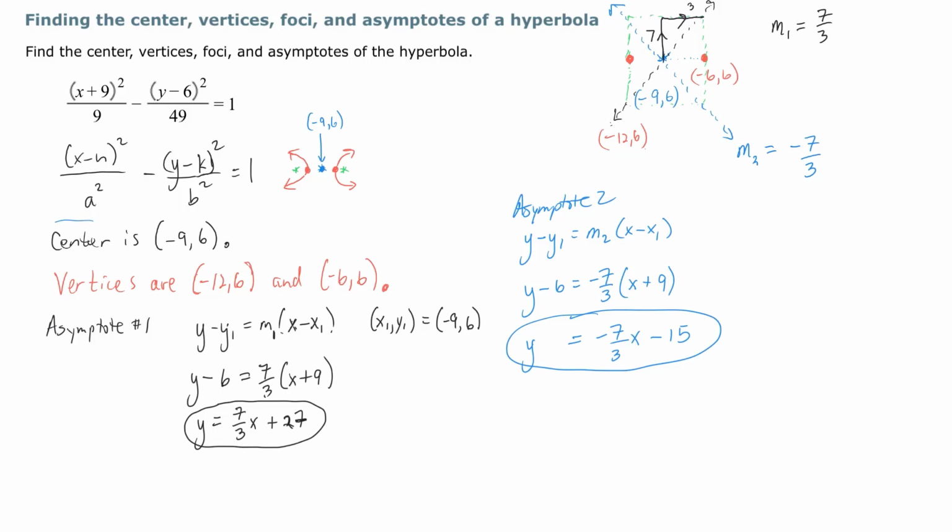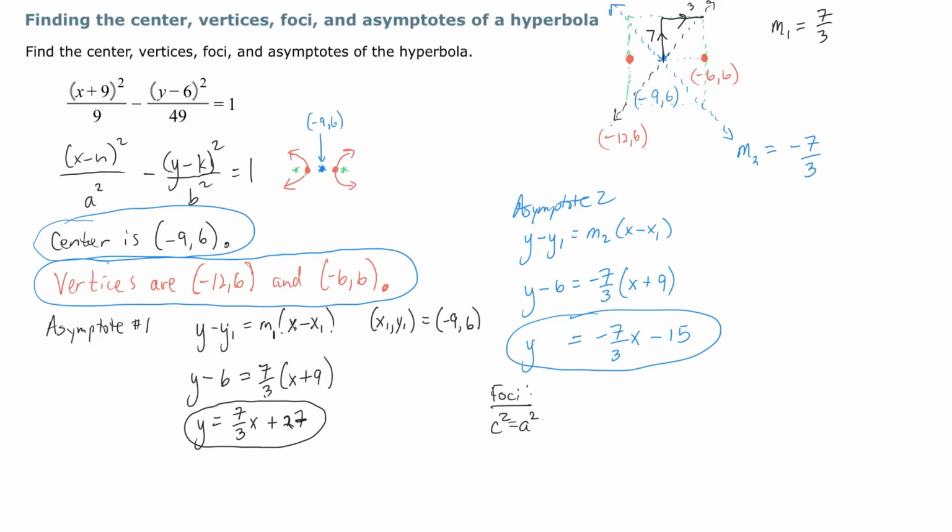We so far have the center. We have the vertices. The only thing left to find are the foci. And finding the foci, there's a relationship between a and b. C squared is equal to a squared plus b squared. And we have what? C squared is now, what's a squared plus b squared? That's going to be 9 plus 49, which is 58.